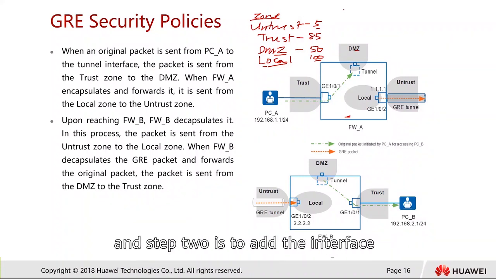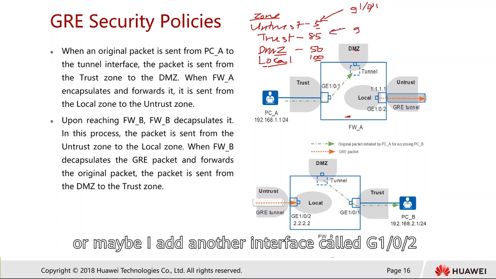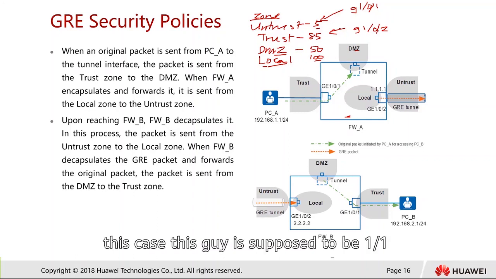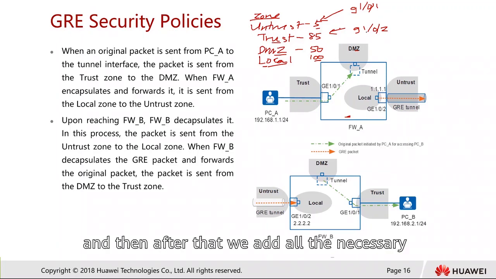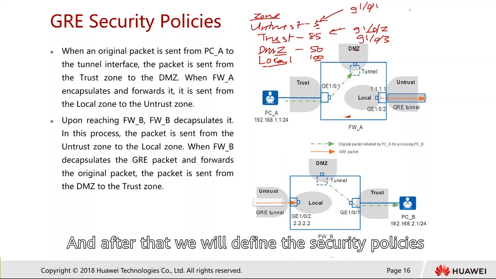We need to prepare the zone, and step 2 is to add the interface. For example, we have G1/0/1, or maybe I add another interface called G1/0/2 into the zone called trust. Or maybe in this case, this one is supposed to be 1/1. But I think you get my point. First of all, you need to have a zone, and then after that, we add all the necessary interfaces into the zone. Example.